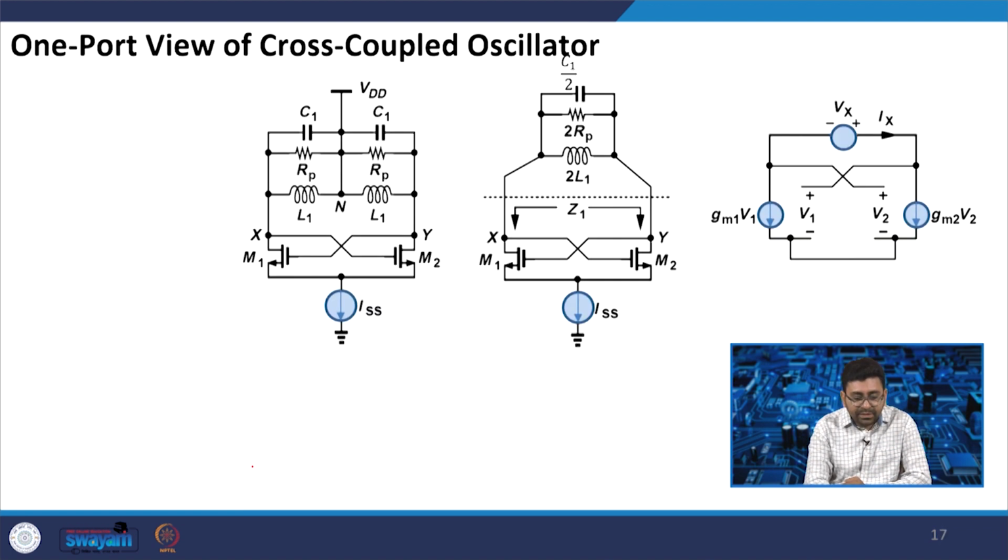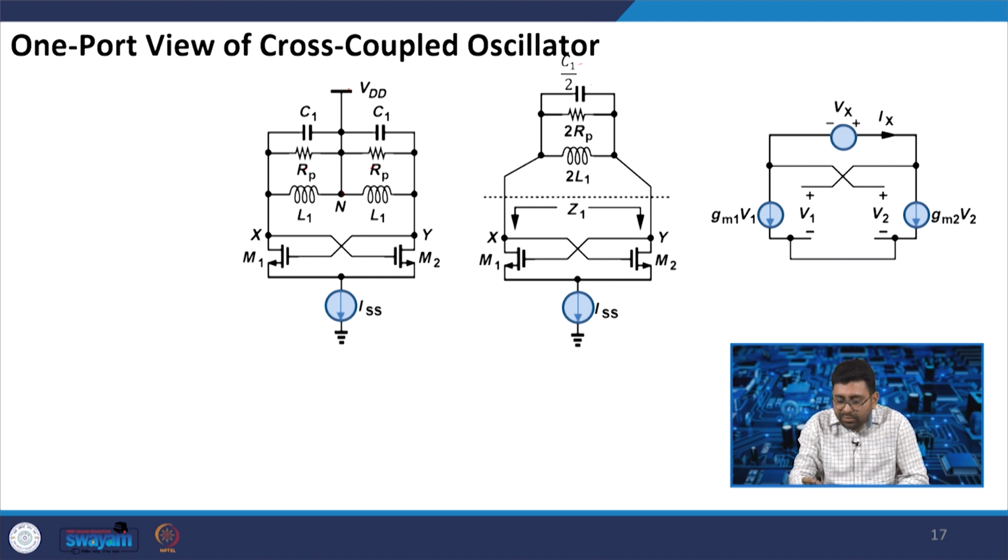If we see the one port view of a cross coupled oscillator, this is all connected to VDD, and this capacitor C1, C2, Rp, L1. L1 we consider as DC because it is connected through DC. So, when we see the AC resistance, we can write it as C1 by 2, 2 Rp, series resistance and 2 L1. So, what is the Z1 here?